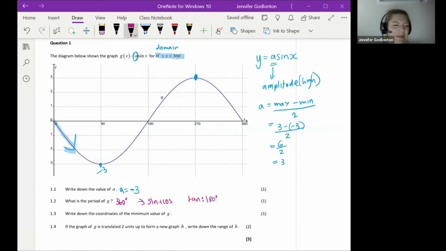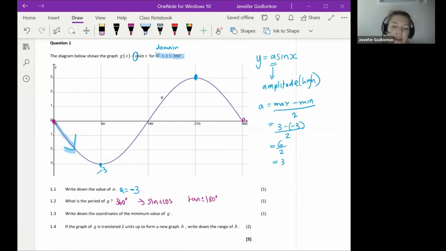What is our definition of a period? Good, it's our full curve. So it's how many degrees it takes for the full curve to happen. So from there to there, my full curve has happened. From this point, it's going to go back down again. Good. So it's how many degrees it takes for that full curve to happen. Great. Okay. 1.3, nice and easy.